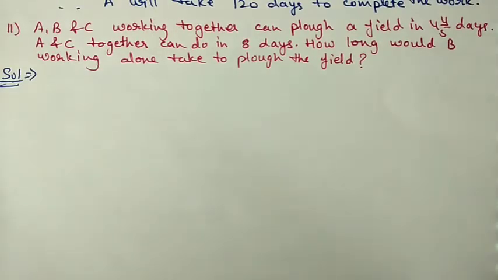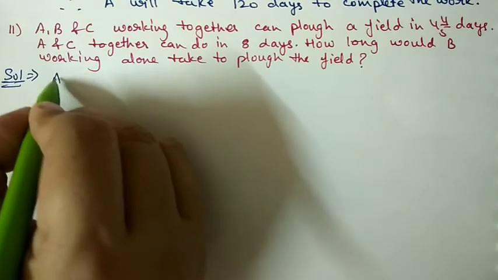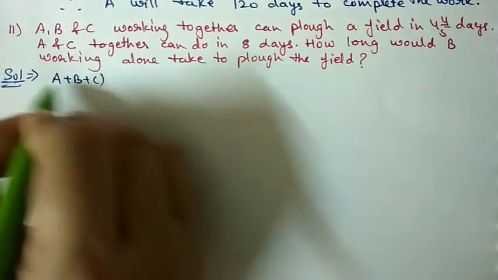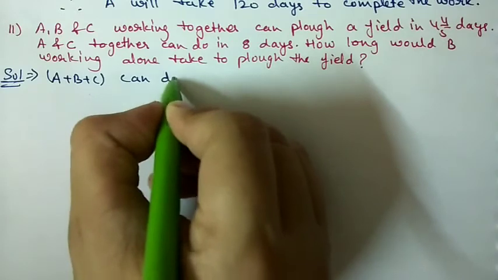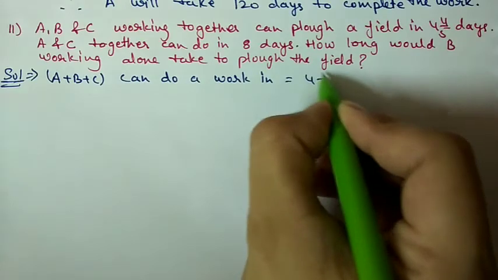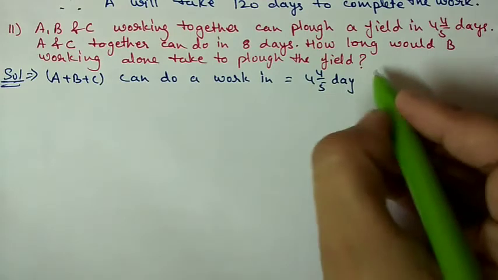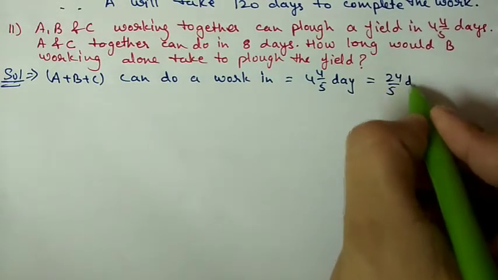Next, question number 11. A, B and C together can plough a field in 4 whole number 4 by 5 days. A and C together can do the same work in 8 days. How long would B working alone take to plough the field? So here A, B and C together, it is given, A plus B plus C can do a work in 4 whole number 4 by 5 days. It means just change it into an improper fraction. 4 5s are 20, 24 by 5 days.